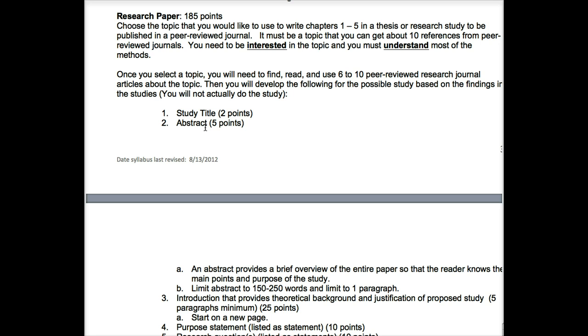Don't wait to the last minute. If you're a procrastinator, you need to get on top of this now. This is a very big assignment. I have very high expectations for this assignment, so I expect you to start working on this assignment now.